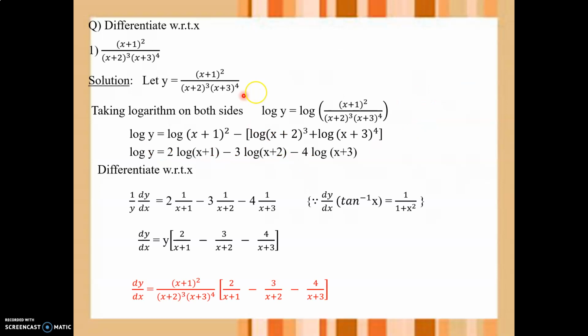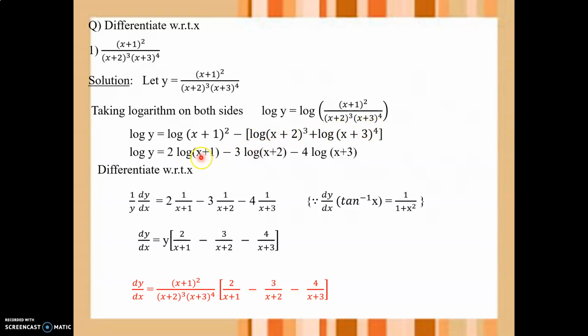So I will solve one question. Differentiate with respect to x: x plus 1 whole square upon x plus 2 whole cube into x plus 3 whole raised to 4. Three algebraic functions are given. So let y be equal to the given function. Taking logarithm on both sides, log y is equal to log of this whole function. Now this is log a upon bc format, so you can use laws of logarithm. So log y is equal to log a minus log b plus log c.